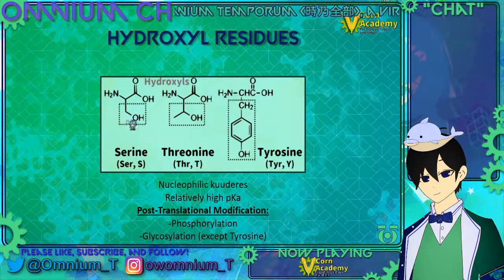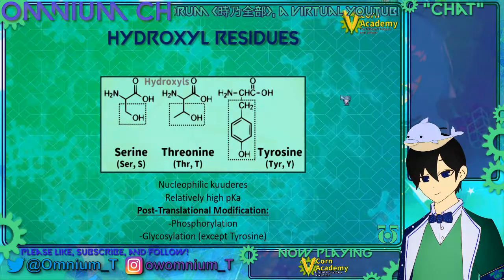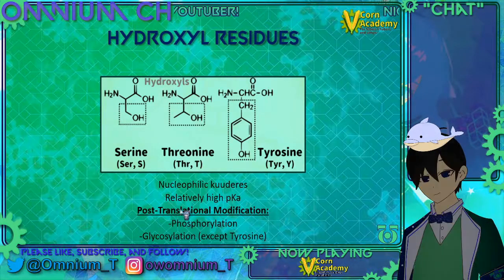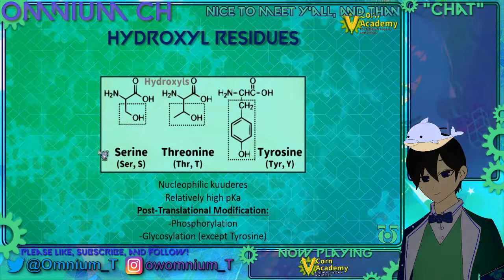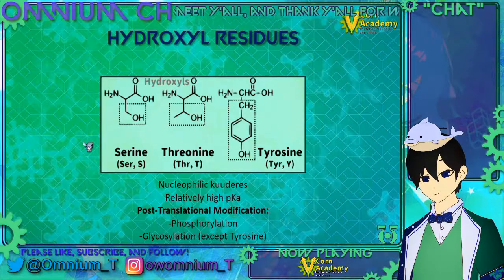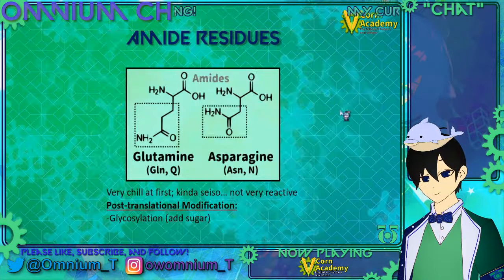Glycosylation is adding sugars, so that's important in making stuff like the blood groups, the A, B, AB, and O blood types.